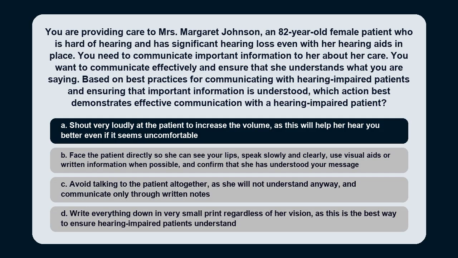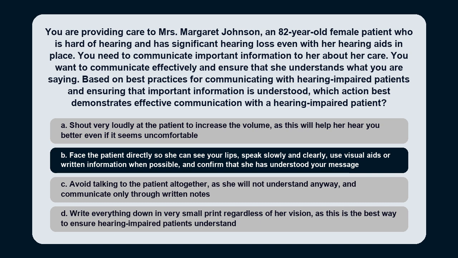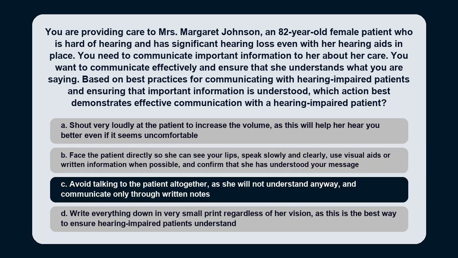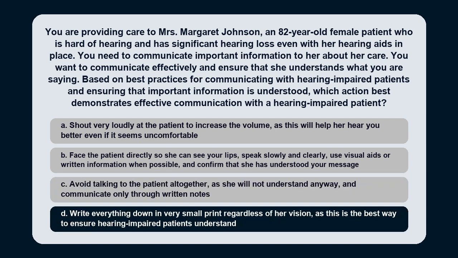Option A. Shout very loudly at the patient to increase the volume, as this will help her hear you better even if it seems uncomfortable. Option B. Face the patient directly so she can see your lips. Speak slowly and clearly, use visual aids or written information when possible, and confirm that she has understood your message. Option C. Avoid talking to the patient altogether, as she will not understand anyway, and communicate only through written notes. Option D. Write everything down in very small print regardless of her vision, as this is the best way to ensure hearing-impaired patients understand.